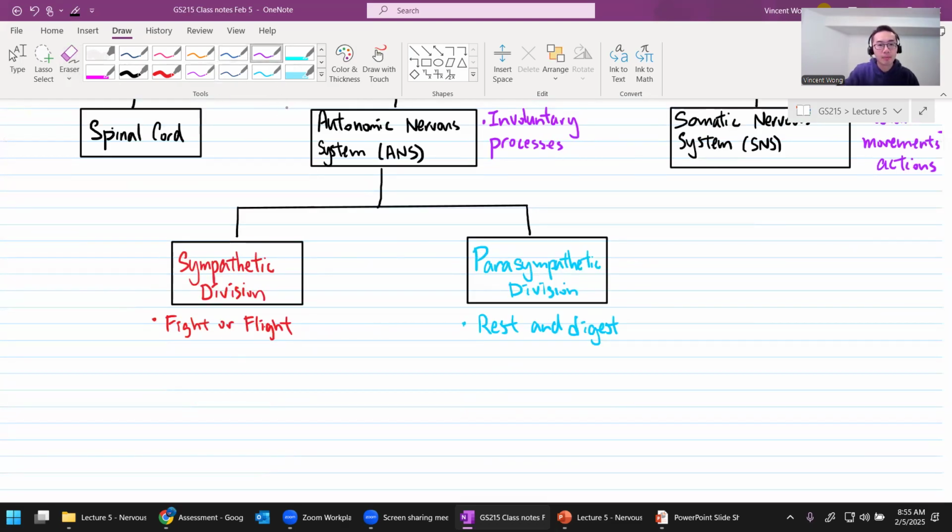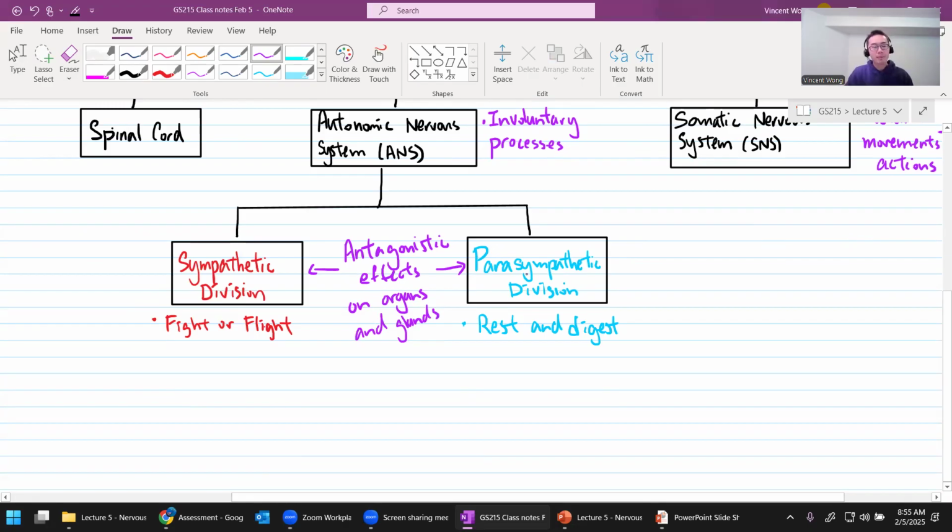Okay, so the two of them, they are antagonistic. Antagonistic effects on organs and glands. For example, when you are activating the sympathetic division, your heart rate is going to go up. Whereas if the parasympathetic system is more active, then your heart rate goes down. So they have opposite effects.